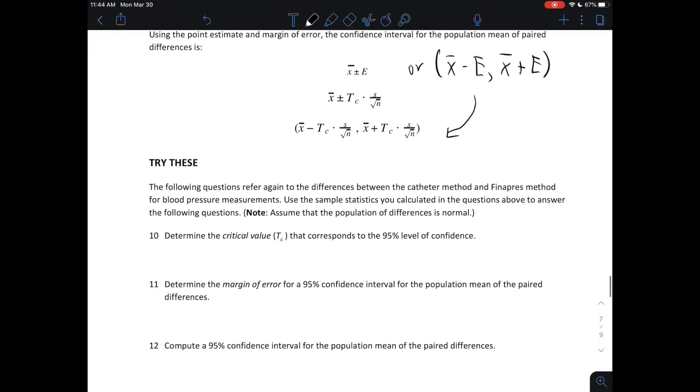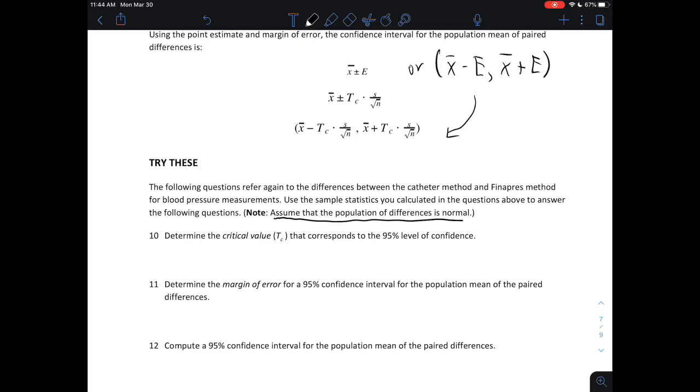So the following questions refer again to the differences between the catheter method and Finapres method for blood pressure measurements. Use the sample statistics you calculated in the questions above to answer the following questions. Note, assume that the population of differences is normal. They're writing this because our sample size for those blood pressure readings is only 15. We're supposed to have a sample size greater than 30, or we need the population we are drawing from to be normal. So that's why they've written that note here.